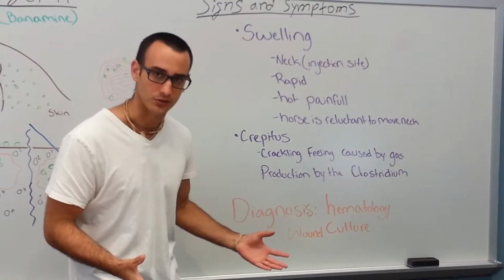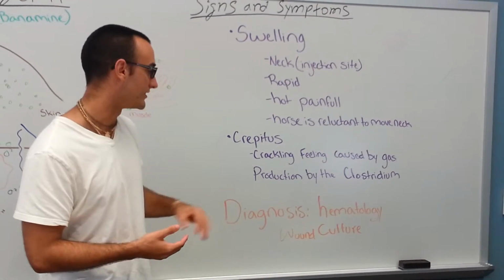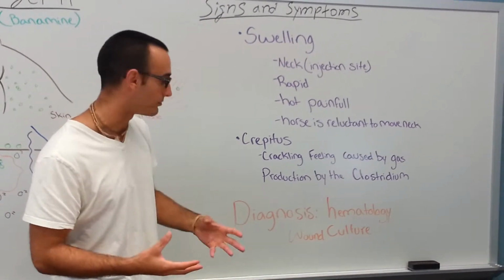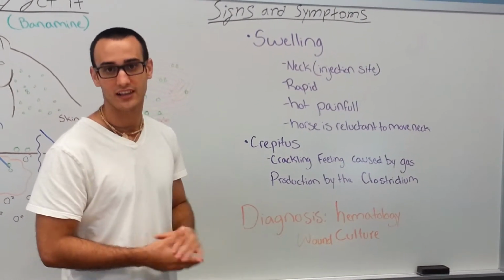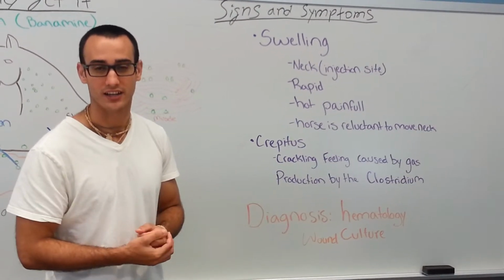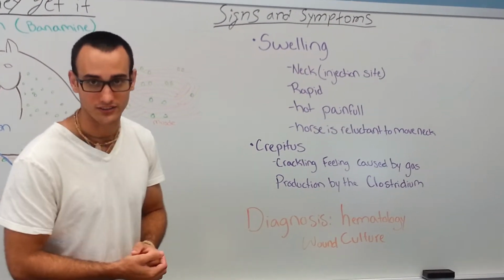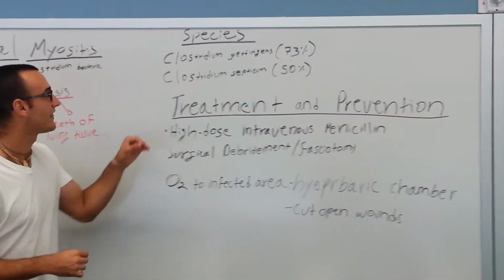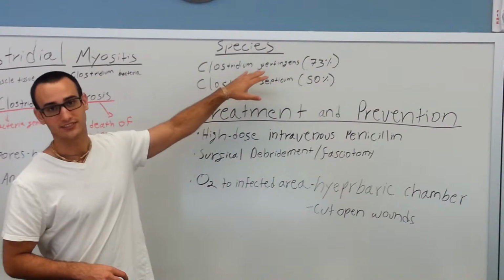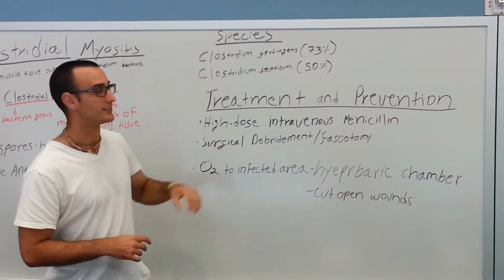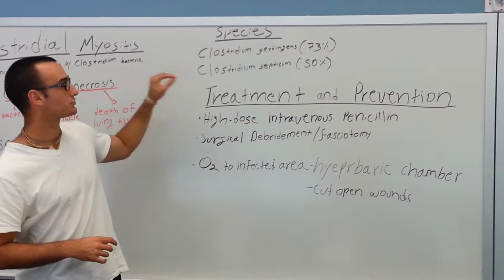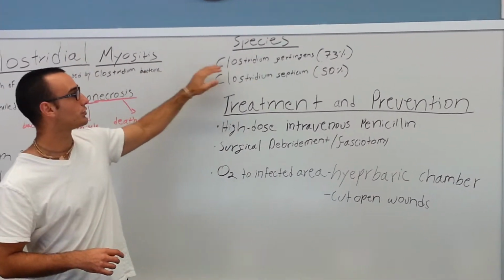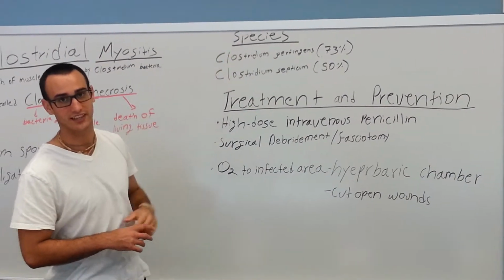The way you will diagnose this disease is usually with a hematology exam, which is a blood test, or they will take a sample from the wound culture and grow it to see what kind of bacteria is growing there. There are two most common bacteria that can cause this disease: Clostridium perfringens, which can have a mortality rate of 73%, and Clostridium septicum, which has a mortality rate of 50%. Although Clostridium perfringens is the most common case seen in horses.